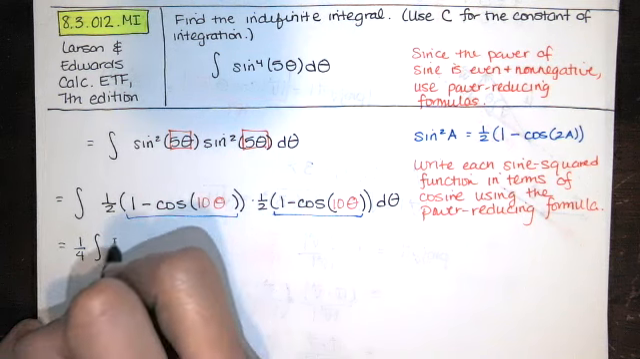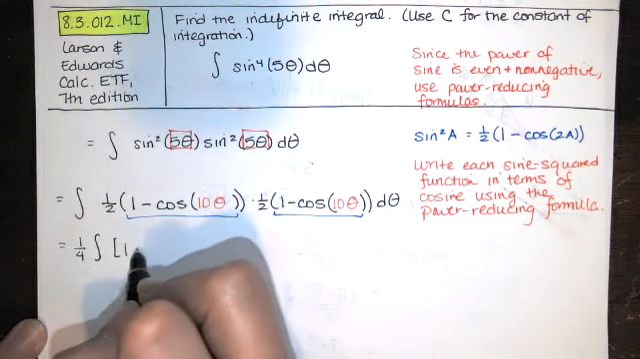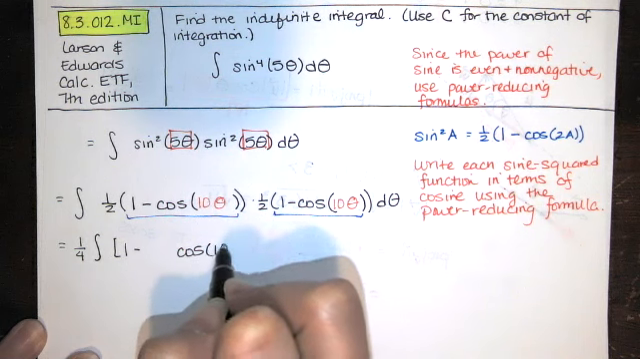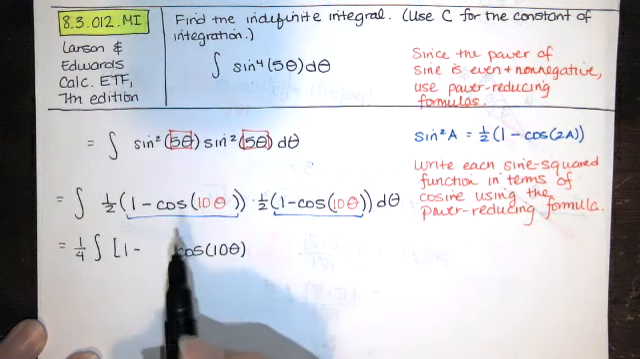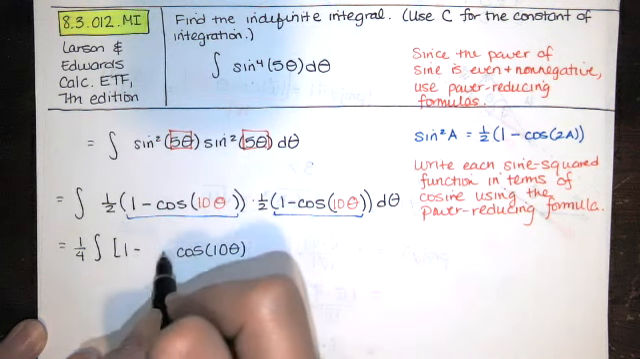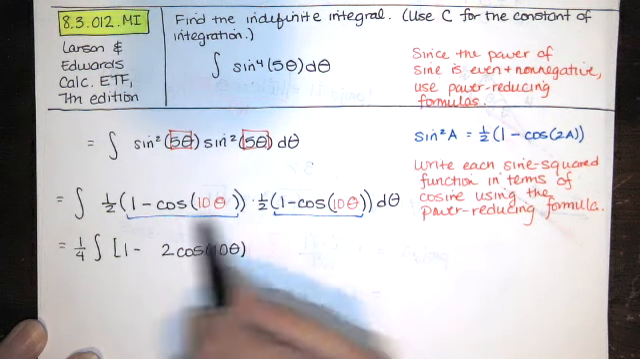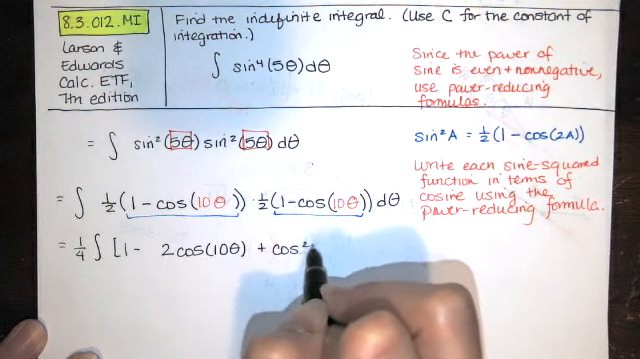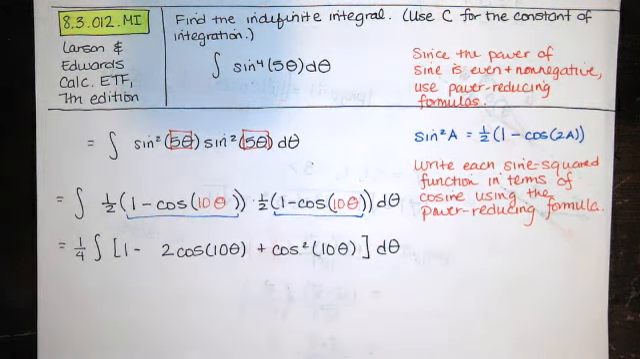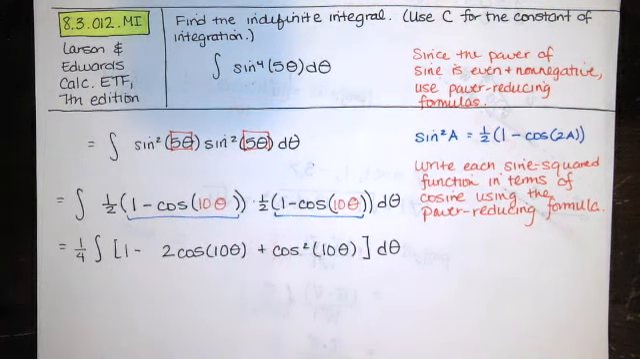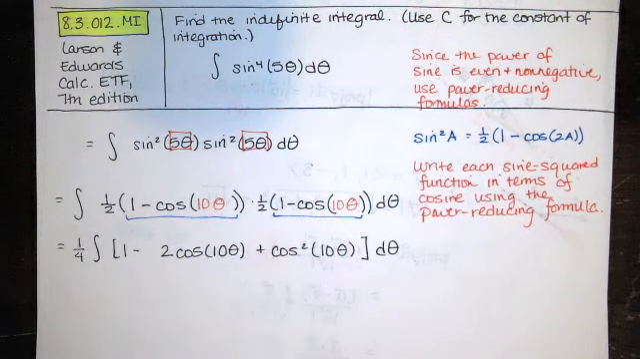So first times first in this case is 1. Outer times outer is negative cosine of 10 theta. Inner times inner is another negative cosine of 10 theta. So we have 2 of those. And then last times last is a cosine squared of 10 theta. Then we look at this and we ask ourselves, do we have a rule for that? We have a rule for that, and we have a rule for that, but we don't have a rule for that. But that is an even power of cosine. Since the power of cosine is even and positive, we're going to use the power reducing formula for cosine.